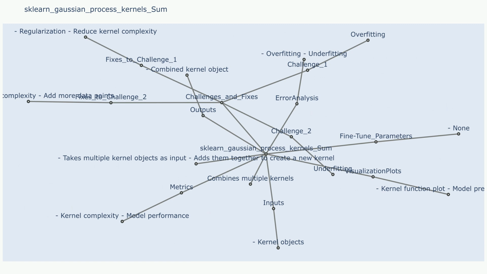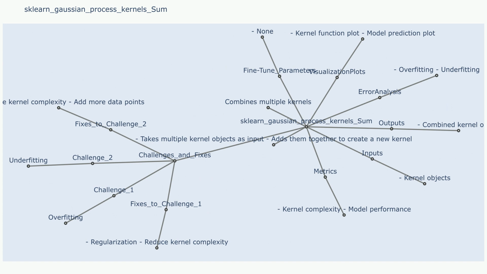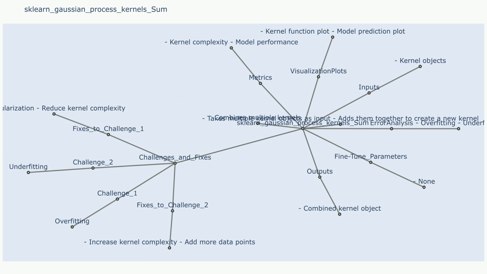Fixes to challenge 1. Reduce the number of kernels. Start with a smaller number of kernels and gradually increase complexity as needed. Use regularization techniques. Techniques like L1 and L2 regularization can help penalize complex models and prevent overfitting. Perform cross-validation. Use cross-validation to evaluate the model's performance on unseen data and identify overfitting.